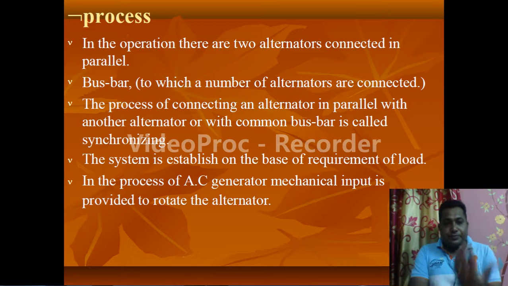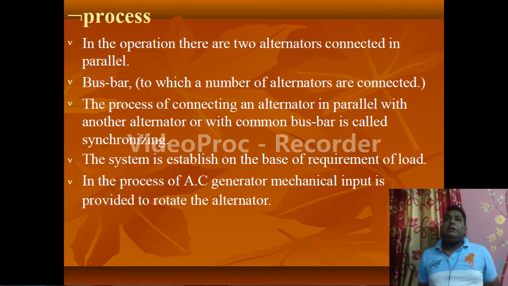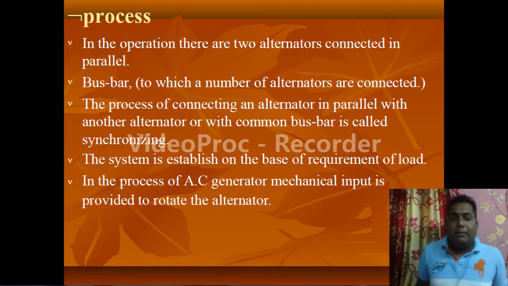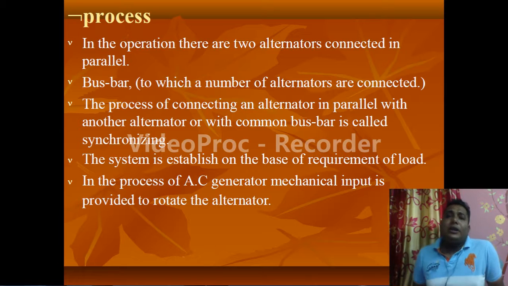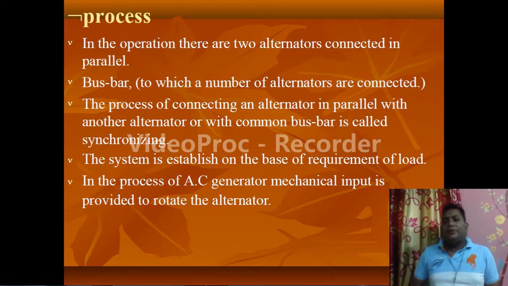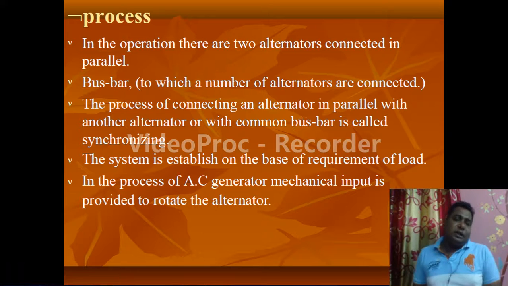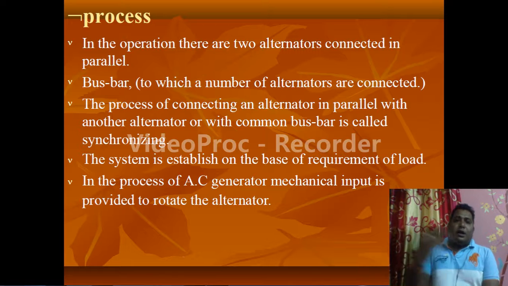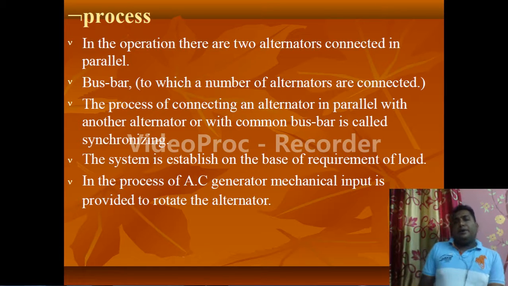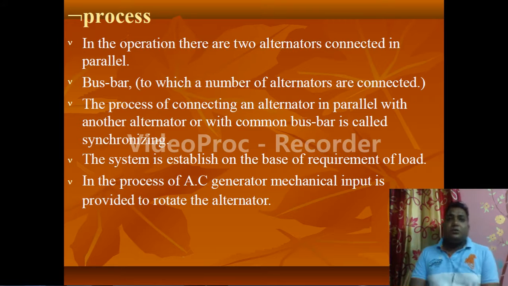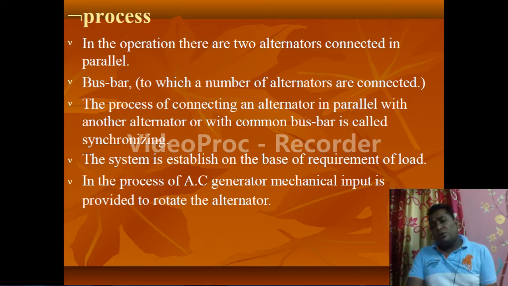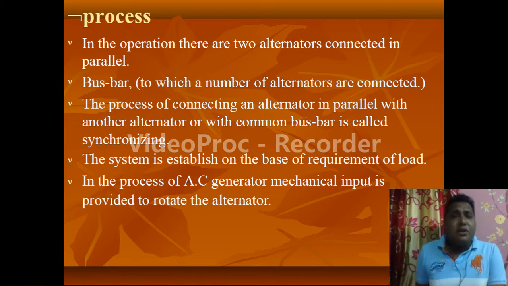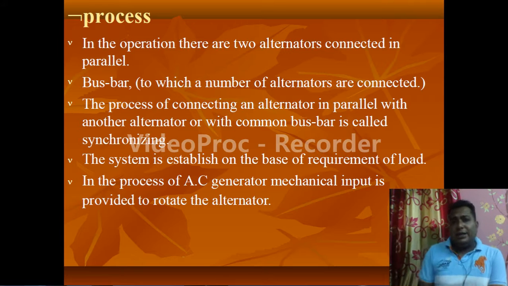The system is established on the basis of the requirement of the load. That means if we have a very low load demand, we will not connect huge numbers of alternators. If there is a low demand, fewer alternators should be connected. If there is a high load demand, n numbers of alternators can be connected to the bus bar. And there are different synchronizing methods also: the three dark lamp method, the two bright one dark lamp method, and the synchroscope. Different methods are there by which we can synchronize and connect an alternator to the system.